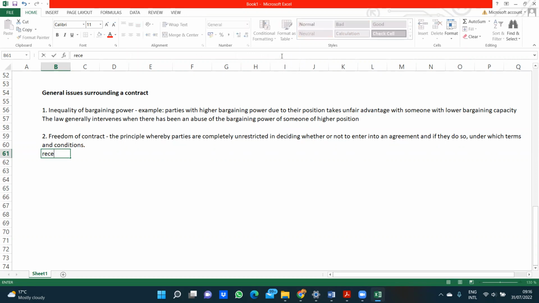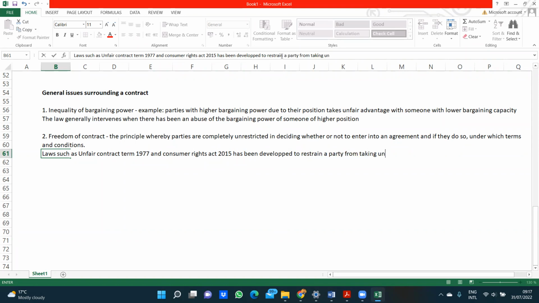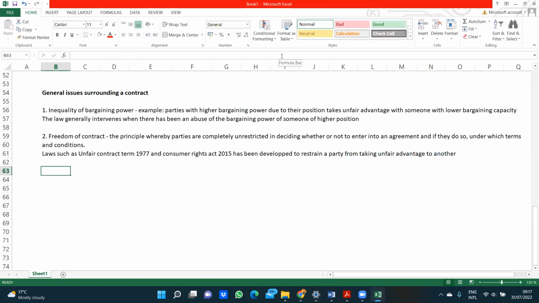Recent laws such as the Unfair Contract Terms Act 1977 and the Consumer Rights Act have been developed to restrain a party from taking unfair advantage of another. Okay, so this is freedom of contract.